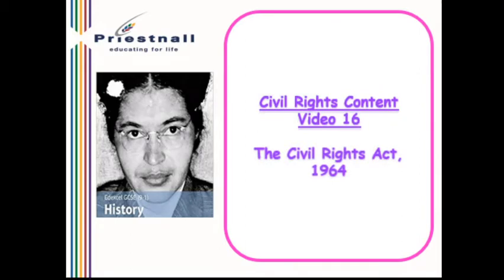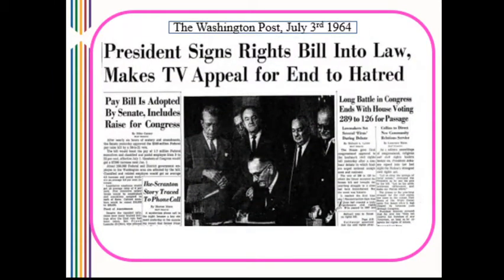In this video, we're going to be looking at the Civil Rights Act of 1964. So this picture shows the headlines from the Washington Post on July the 3rd, 1964, and it says that the President, so that's President Johnson, signs Rights Bill into law and makes TV appeal for end to hatred. So what was actually included in the Civil Rights Act?